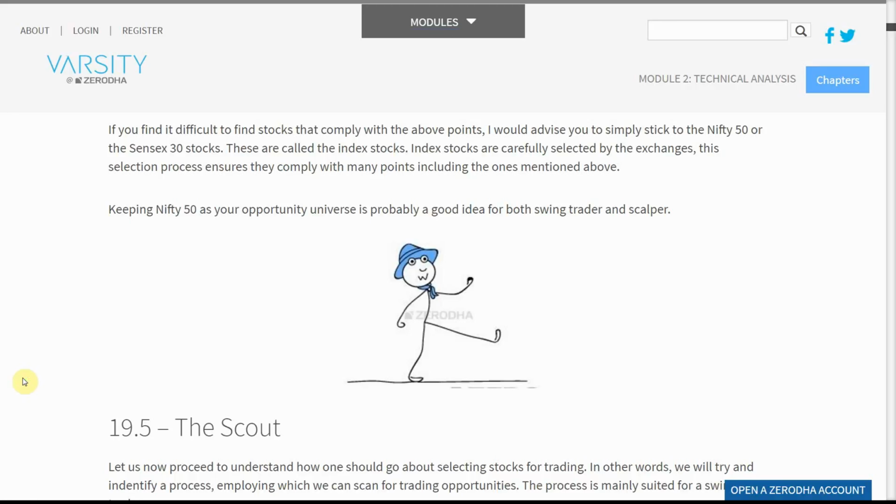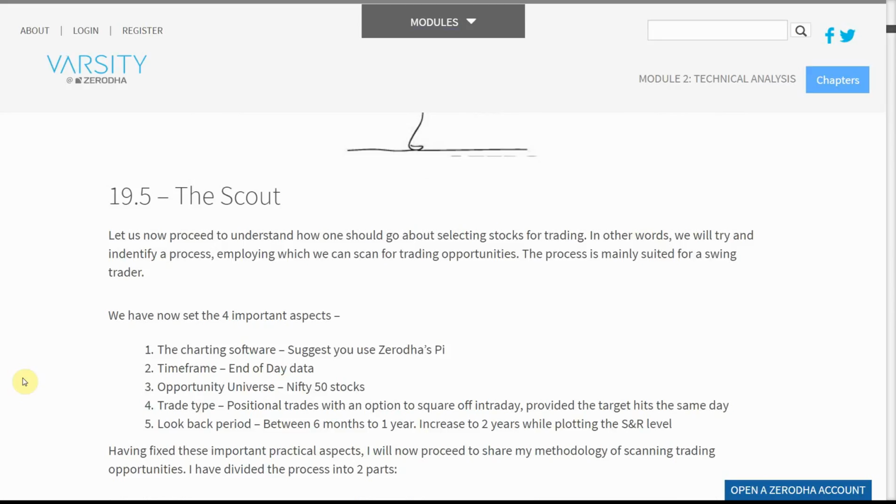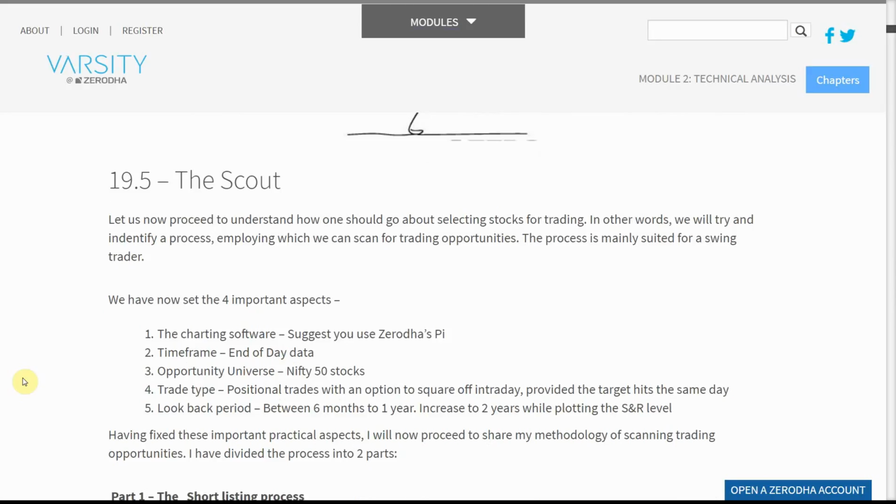19.5 The Scout. Let us now proceed to understand how one should go about selecting stocks for trading. In other words, we will try and identify a process employing which we can scan for trading opportunities. The process is mainly suited for a swing trader.